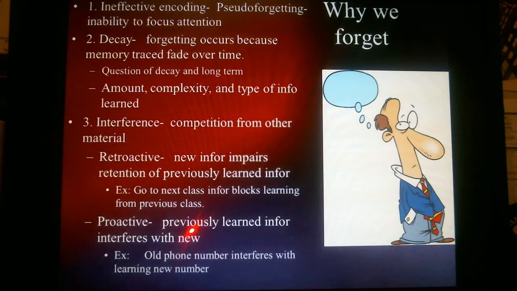Proactive is basically where previously learned information interferes with new. So you get a new cell phone number, and every time you go to give your cell phone number to somebody, you're giving them the old number, because that old number interferes with the knowledge of the new number. Proactive isn't as much of a type of interference as retroactive, but it's still a problem.